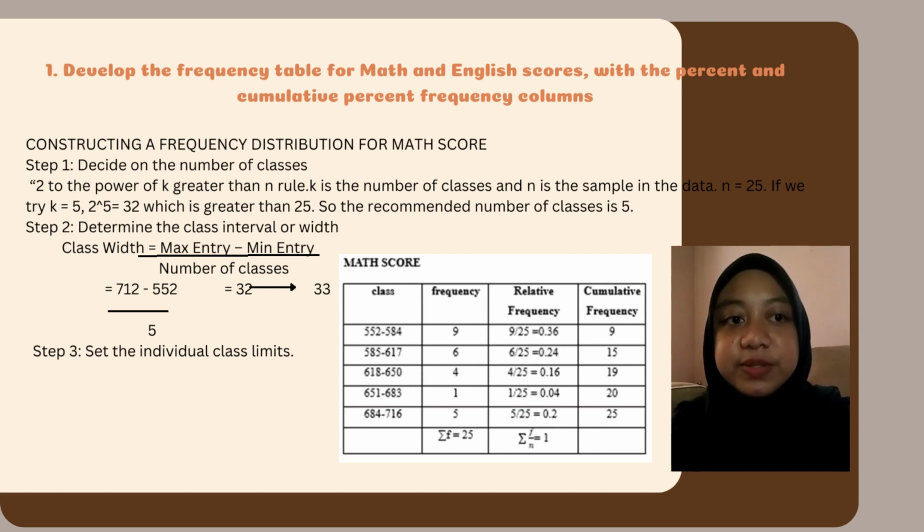The minimum data entry is a convenient lower limit for the first class. To find the lower limits of the remaining 4 classes, add the class width of 33 to the lower limit of each previous class. The upper limit of the first class is 584, which is 1 less than the lower limit of the second class. The upper limits of the other classes are 584 plus 33 equals 617, 617 plus 33 equals 650, and so on.